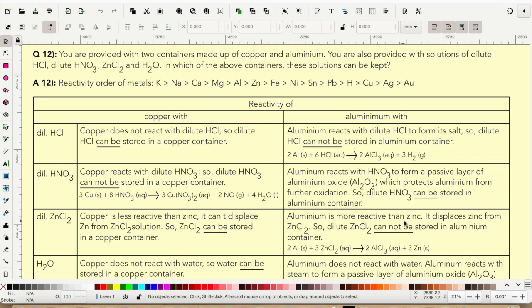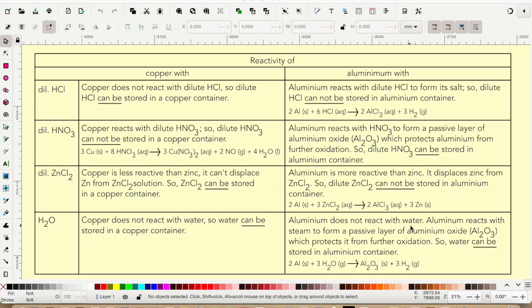Aluminium is more reactive than zinc. It displaces zinc from zinc chloride. So dilute zinc chloride cannot be stored in an aluminium container. The reaction takes place like this: 2Al plus 3ZnCl2 makes 2AlCl3 plus 3Zn.